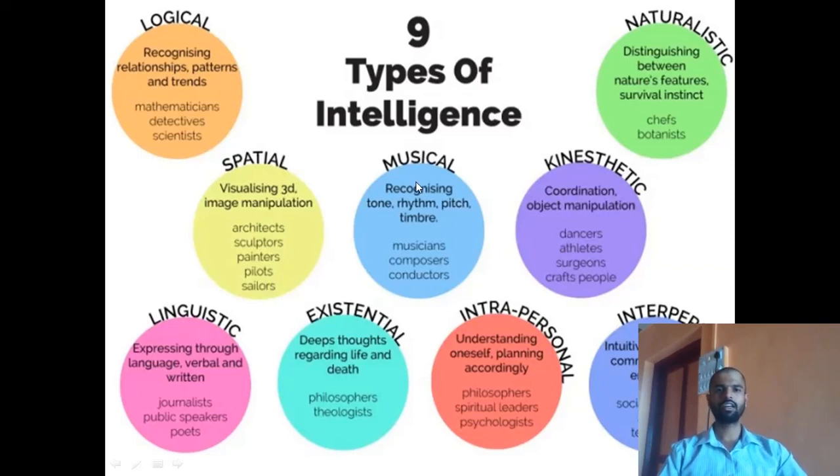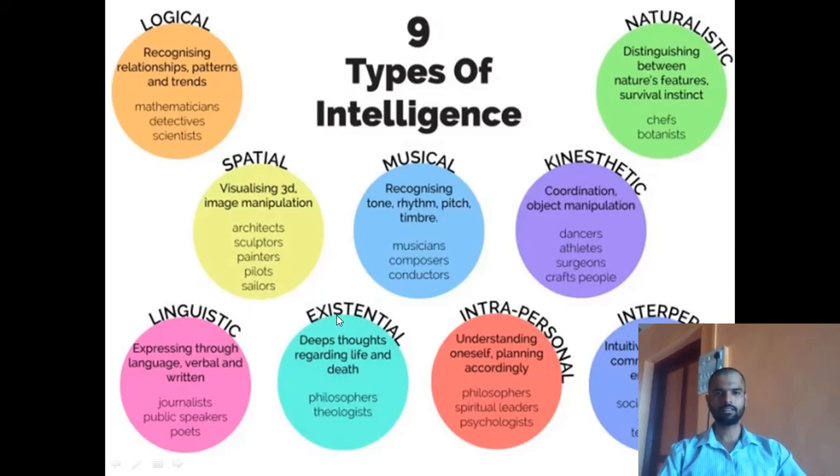Next one is musical intelligence, that is recognizing tone and rhythm of the tone. Example is musician. Next one is kinesthetic intelligence, that means coordination and object manipulation. Example is dancers. Next one is naturalistic intelligence, that is distinguishing between nature's features. Example is chefs. Okay, next intelligence type is linguistic, that means expressing through language, verbal and written.